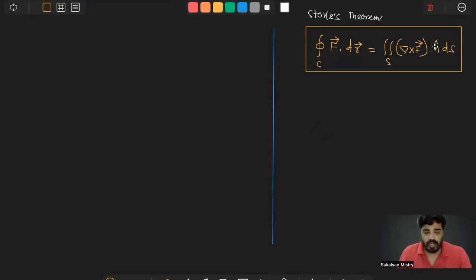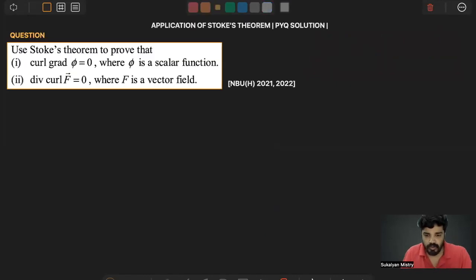n ds. What is S? S be any surface. S be any surface closed by a simple closed curve C. So write down, first solution 1.